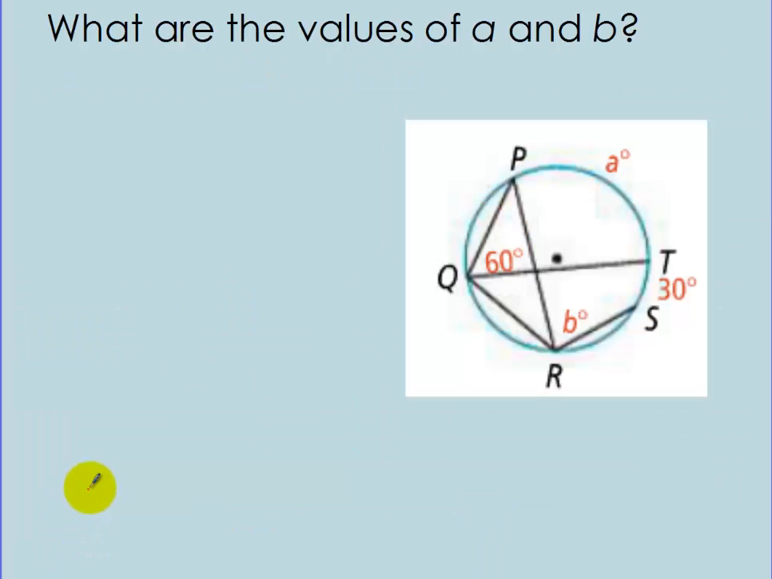How can we use that property? Well, let's try this example. Find the values of A and B. A is this arc PT here. So A is arc PT. There's nothing in between, so just PT. And B is going to be this angle right here, that's angle PRS.